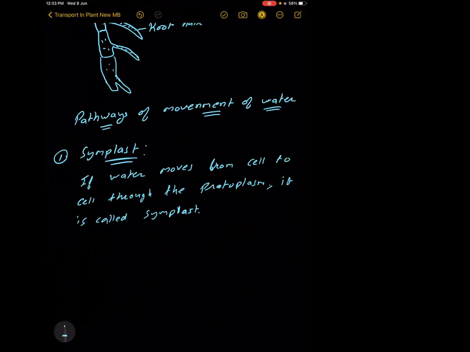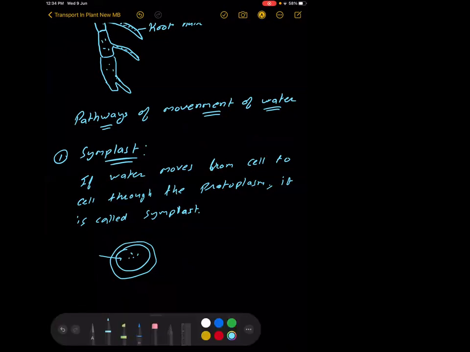I will define: if water moves through the living material, living material means protoplasm, protoplasm is a living material. So through the living material, if the water passes from one cell to the next cell, it is called symplast. Suppose this is the cell membrane, cell wall and cell membrane. So it enters the protoplasm through the cell membrane. So it passes the membrane, so it is also called the transmembrane pathway.